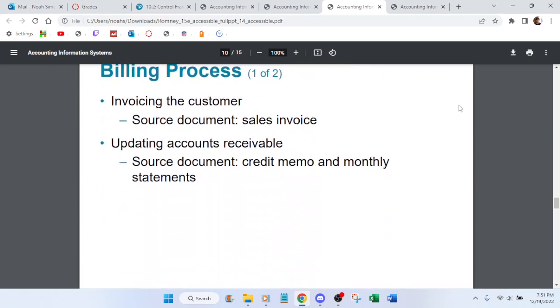Billing process. Invoicing the customer, with the source document being sales information. Updating accounts receivable. The source documents are the credit memo and monthly statements.